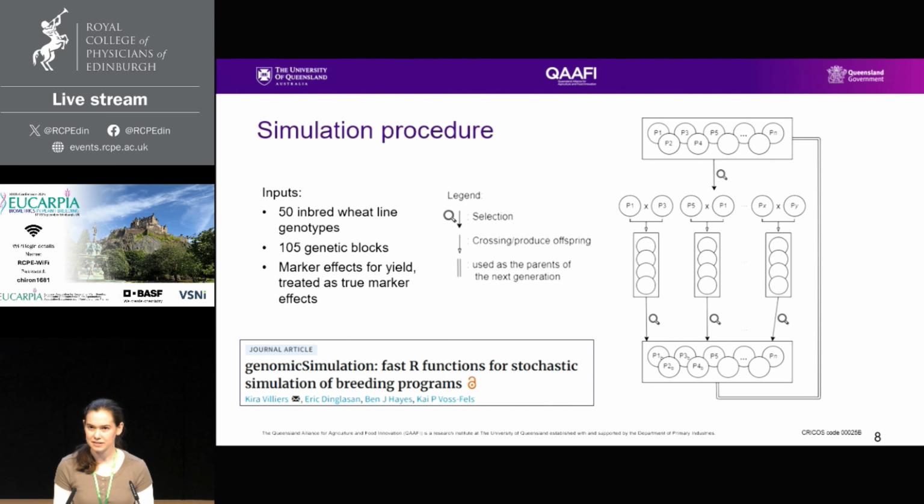So this was, again, a very simple, rapid recurrent selection loop. We take a set of parents, we apply the mate selection method to get a crossing plan, simulate some families, select out of those families, maybe using our parent selection method, OHS, and then that population just becomes the parents of the next generation. This was simulated in genomic simulation. For founders, we used 50 inbred wheat lines, and the marker effects were also just being treated as true breeding values, so another sort of simplification in this simulation.